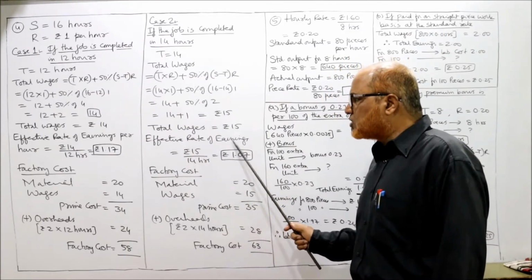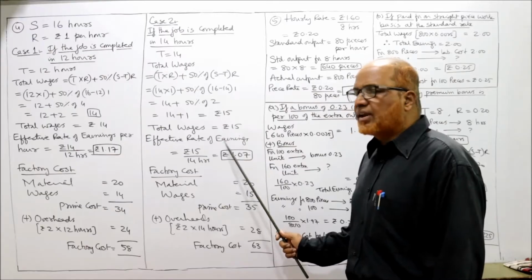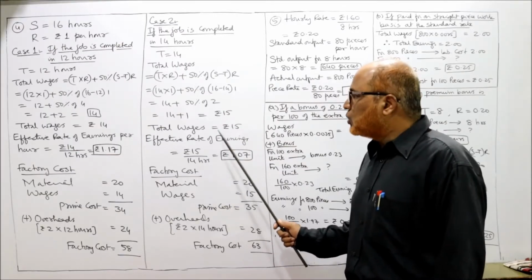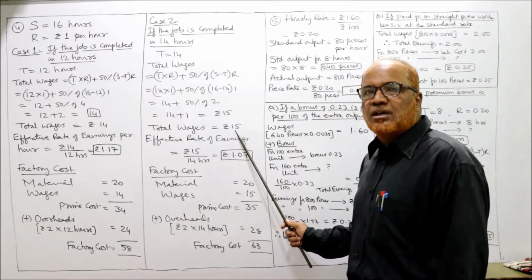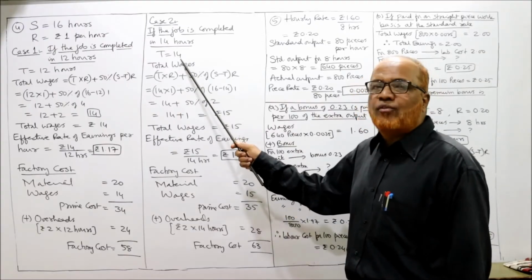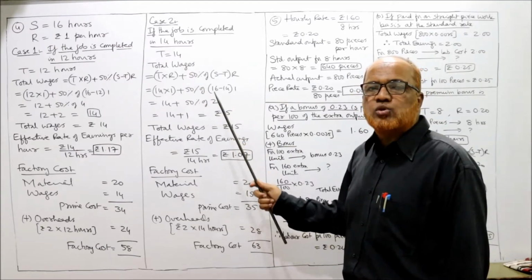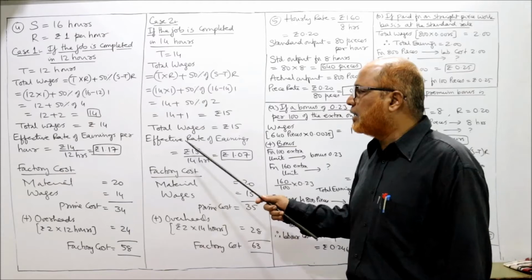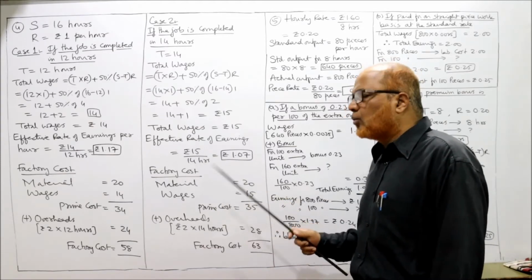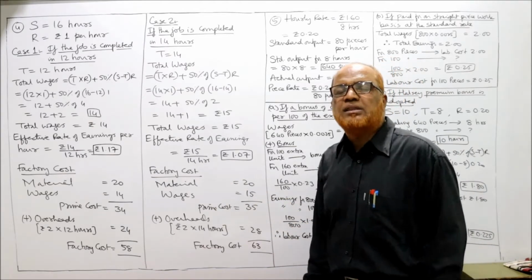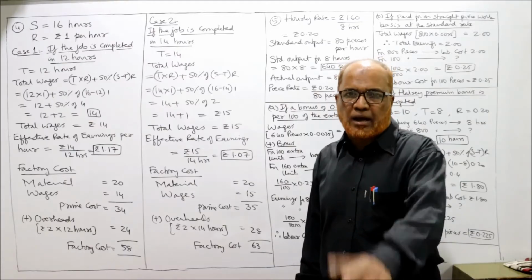Now the effective rate of earnings per hour. Total wages he got is 15 rupees, in total time taken of 14 hours. In 14 hours he got 15 rupees, so how much will he get in 1 hour? 15 rupees divided by 14 is 1 rupee 1.07. This is the effective rate of earnings per hour.